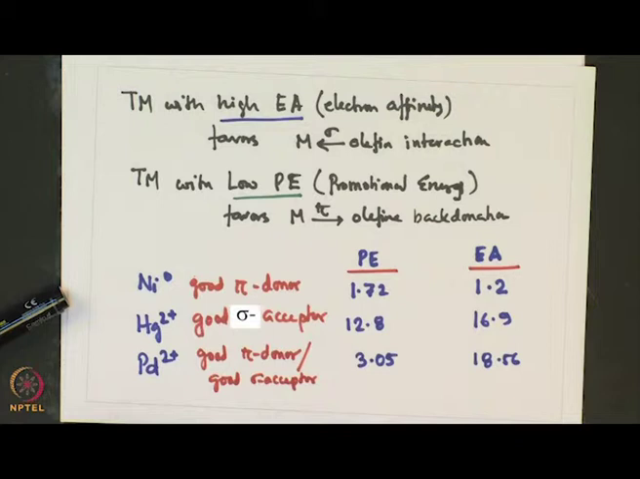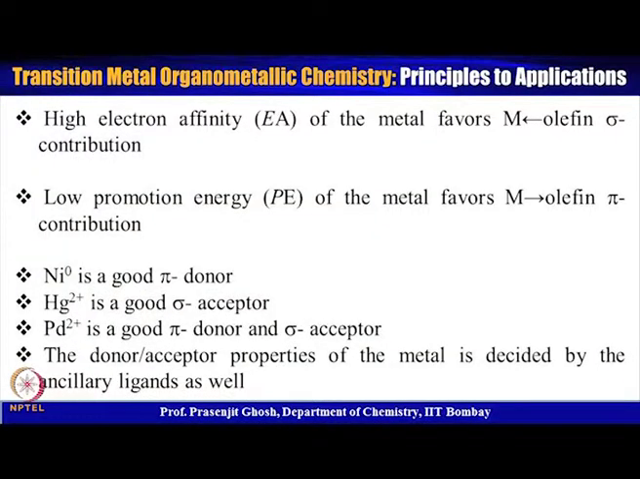With that, what one can see is that the extent of forward donation and backward donation from the metal perspective depends on these two parameters, which are electron affinity and promotional energy. From the quantitative values of electron affinity and promotional energy, one can have an idea as to the sigma donating ability as well as the pi accepting and donating abilities of these metal ions towards the ligand.